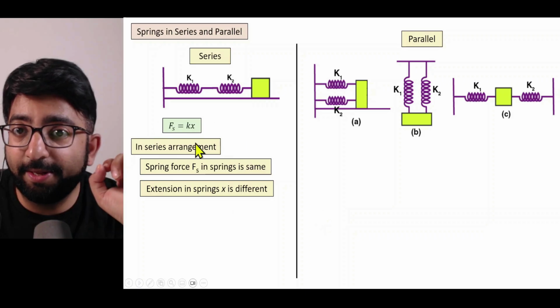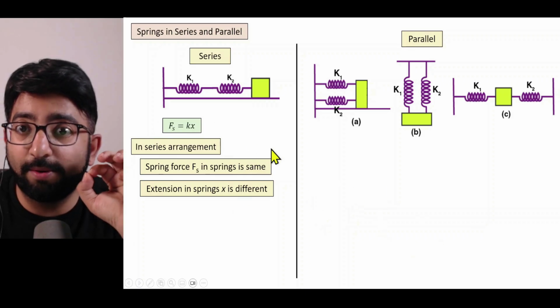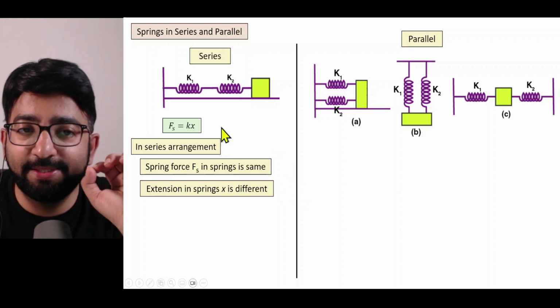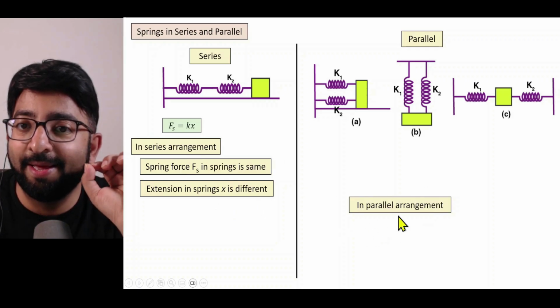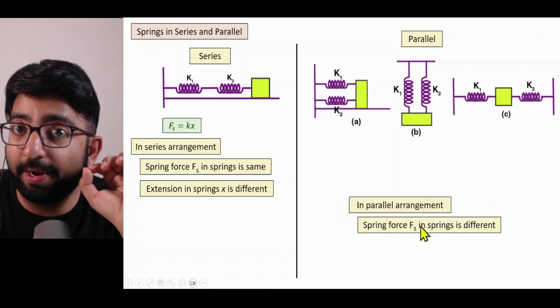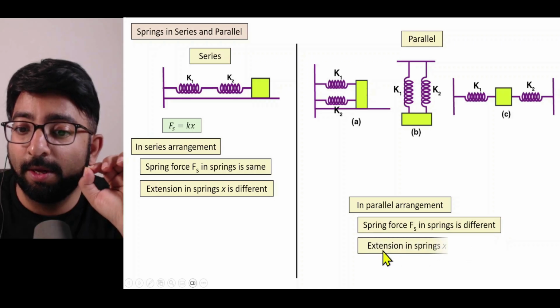Like in series arrangement, we'll do the same analysis, but the analysis will be reversed. In series, the spring force was the same, extension x was different. In parallel, the reverse will happen. So let's write, in a parallel arrangement, the spring force in the springs will be different, but the extension in the springs will be the same.